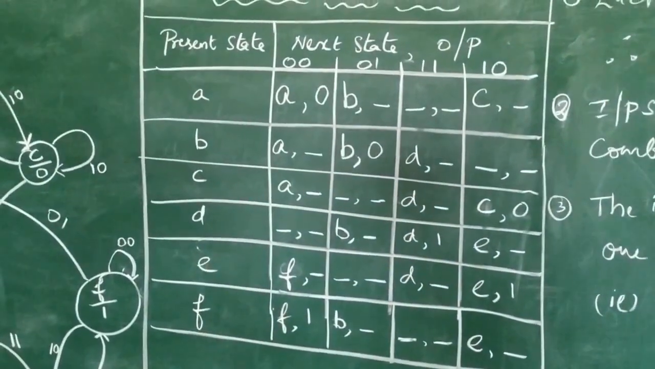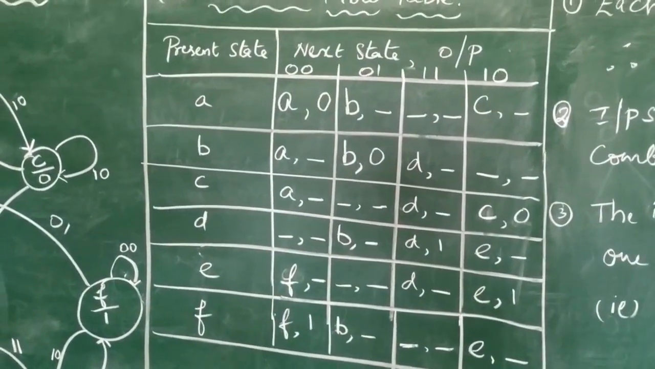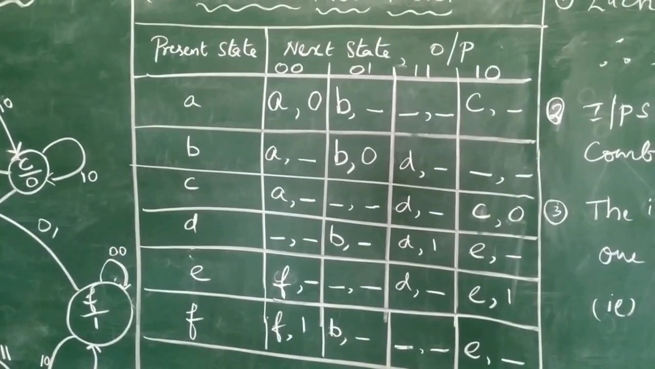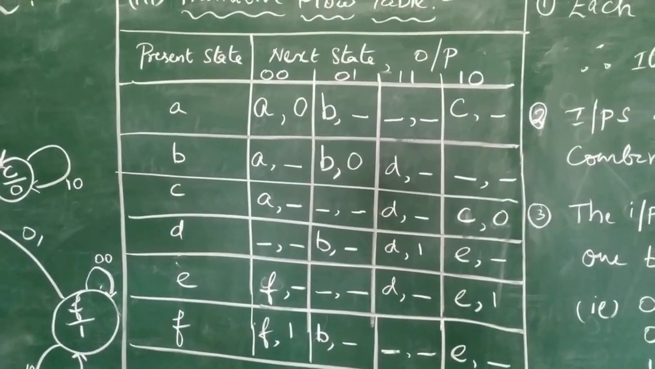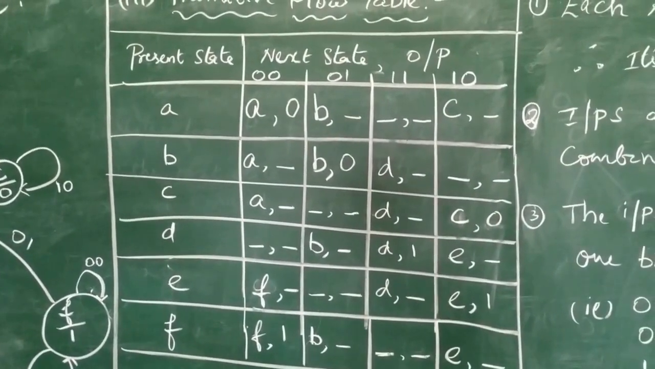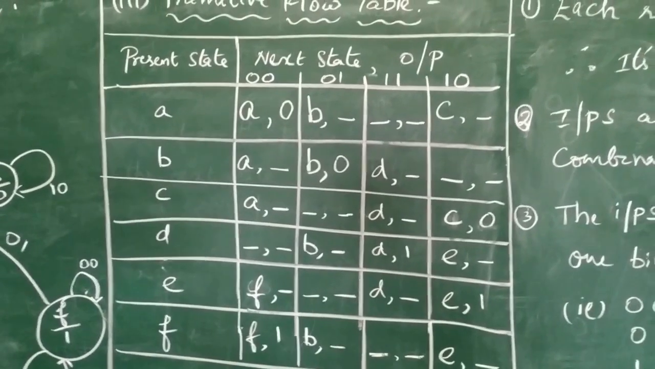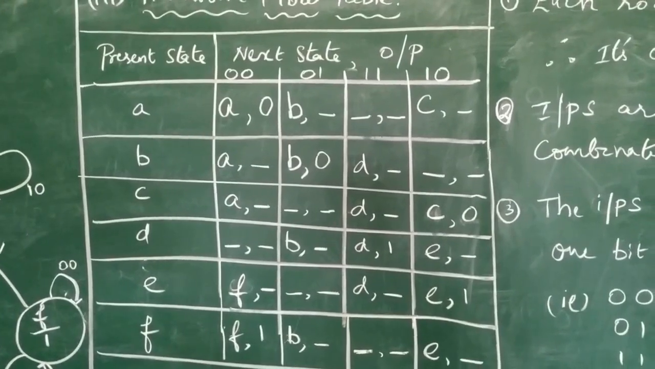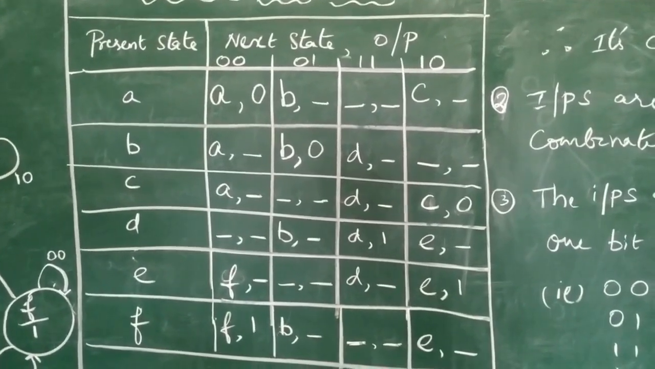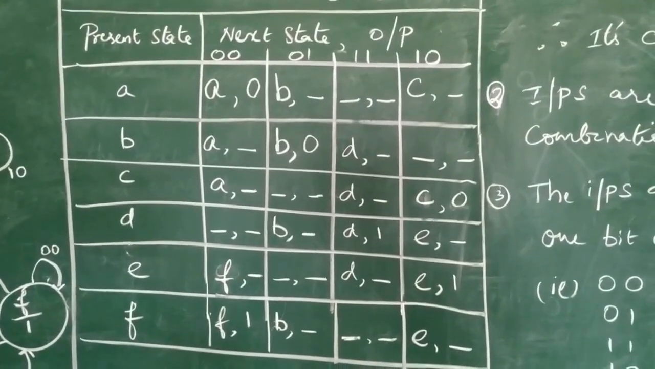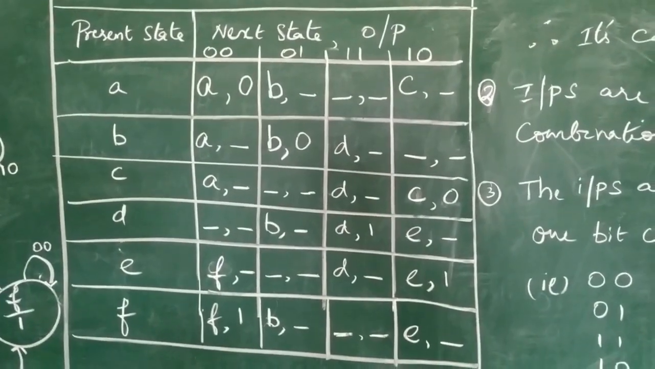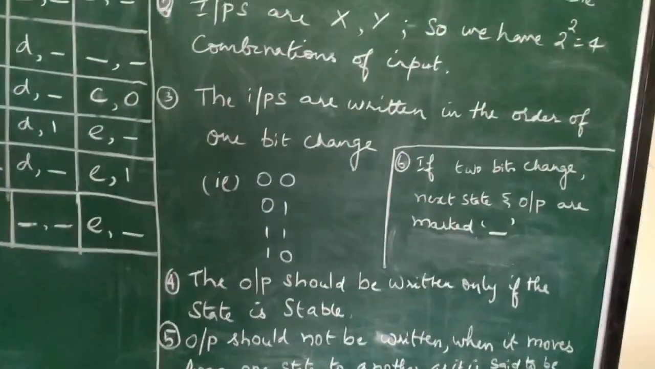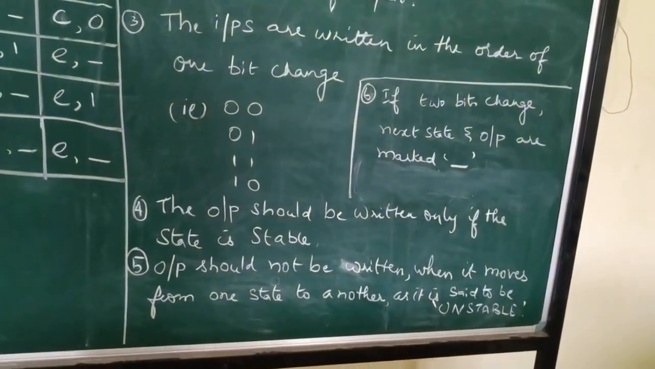That's what I remind you one more time. For A, the stable state, it is 0, 0 for inputs. So we have written the output as 0. For B, it is in 0, 1. We have written B comma 0. That is the only stable state. For C, the stable state is for the input 1, 0. So we have written C comma 0. And for D, the stable state, it's for the inputs 1, 1. So D comma 1 we have written in that column, and so on. So this is the way the output should be written.